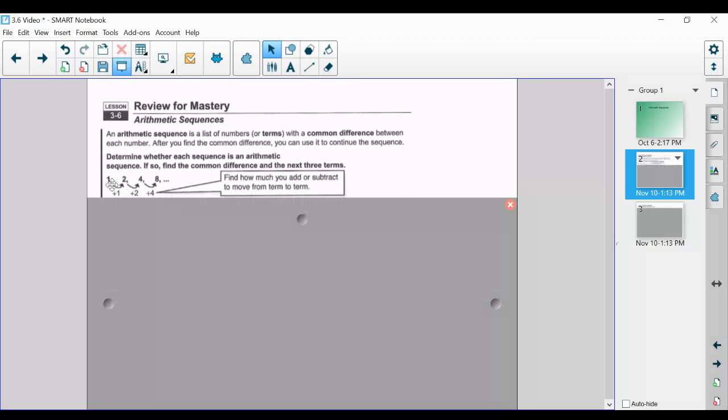Well, as we go from 1 to 2, we added 1. From 2 to 4, we added 2. From 4 to 8, we added 4. What do you notice about those differences? Are they the same? Are they common? Are they constant? No, they're not. From the first to the second term, we're adding 1. The second to the third term, we're adding 2. The third to the fourth term, we're adding 4.